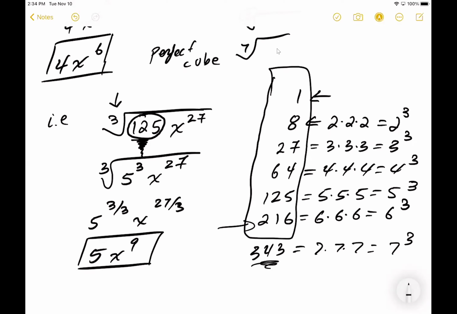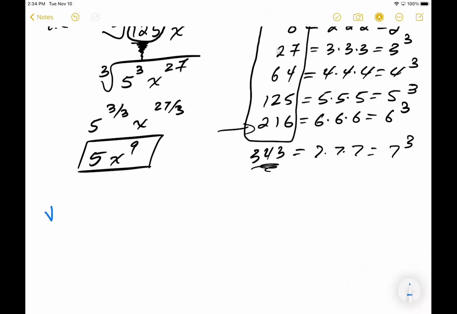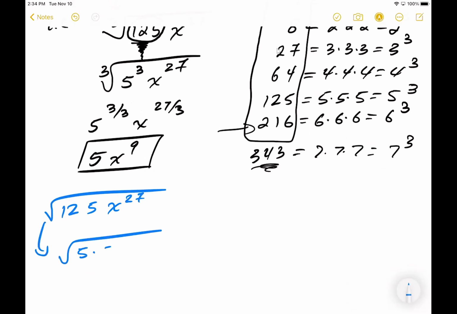One way to do this item is you see that they are perfect cubes, or if not, this is what we have. If you can see, 125 is the same as 5 times 5 times 5. X to the 27 is the same as x to the 9, x to the 9, x to the 9, because 9 plus 9 is 18, 18 plus 9 is 27.